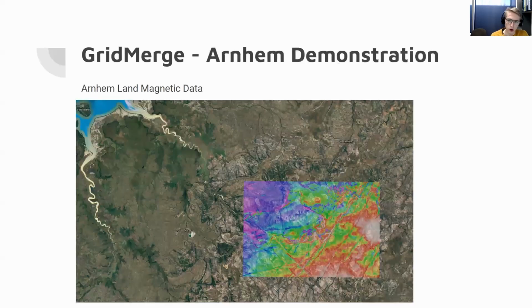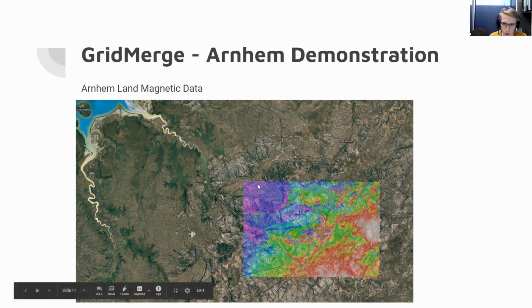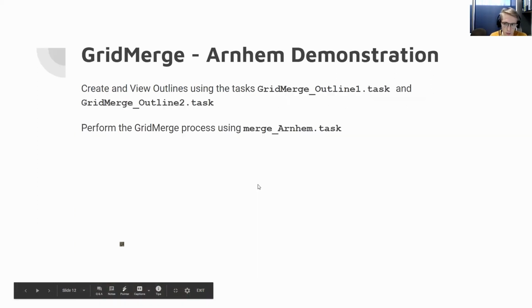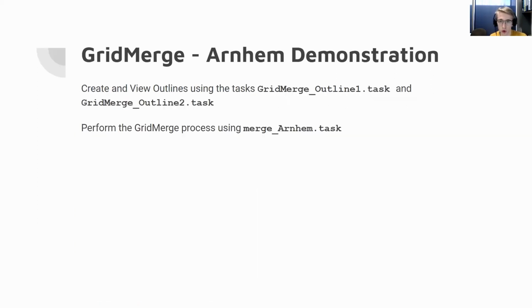So the demonstration today, we'll be looking at our grid merge directory. It's an Arnhem demonstration. This is magnetic data up in the Northern Territory, in Western Arnhem Land, I think it's called. I've got here a Google KML file just demonstrating where the area is, so we have a bit more feel of what the data is. The first step you can do from your own computers, or I'll run through it, is viewing the outlines using two tasks. So I'll begin that now.